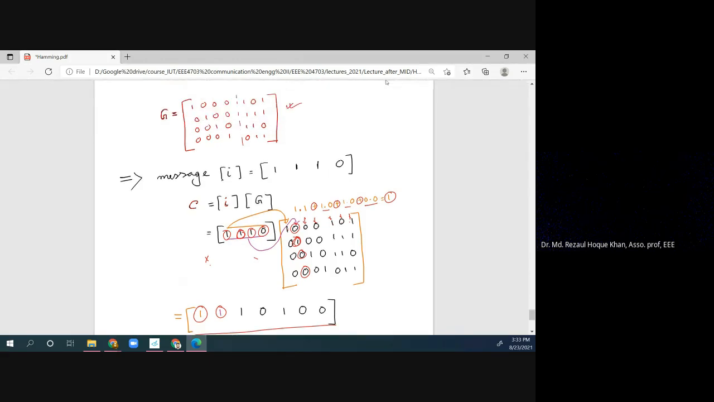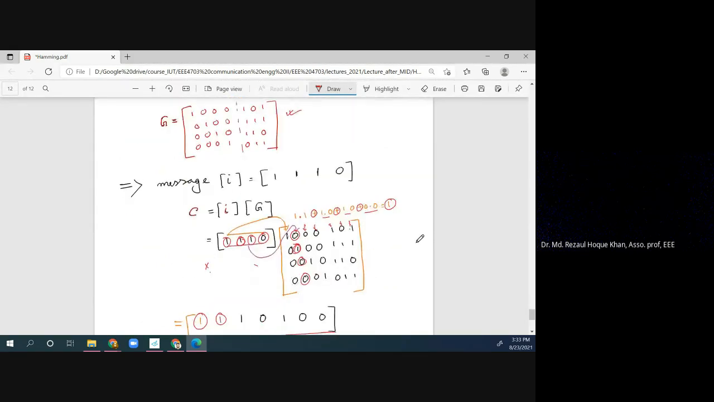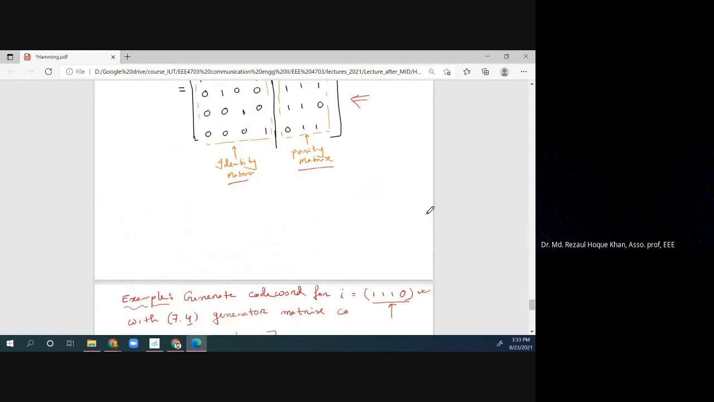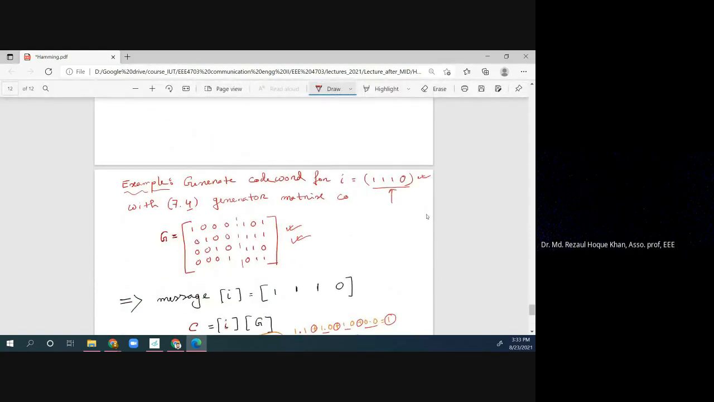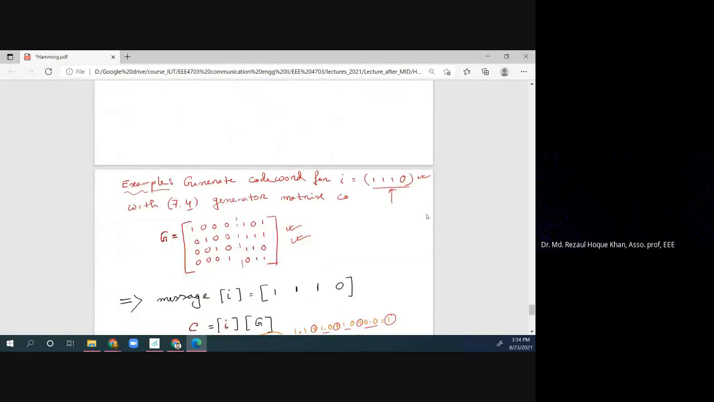If I give you the information 1 1 1 0, you have a generation matrix where you add this parity 1 0 0. By this generation matrix you can add the parity to the 1 1 1 0 information. The parity is automatically added because of your generation matrix. So we know how we generate a code word using a generation matrix in block code.